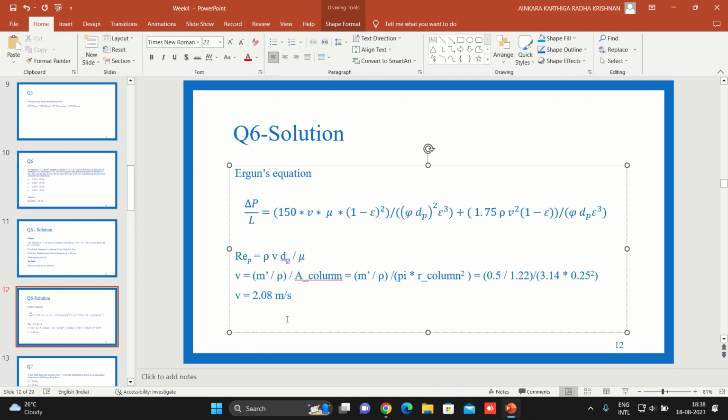Now we should find the Re_p. That is Re_p equal to rho, we have 1.22, into 2.08 into dp, which is 10 mm, so 10 into 10 power minus 3, that is 10 power minus 2, divided by mu, which is 1.9 into 10 power minus 5. So what value is this giving? 1.22 into 2.08 into 0.01 into 10 power 5 divided by 1.9. It is giving us 1335.58.